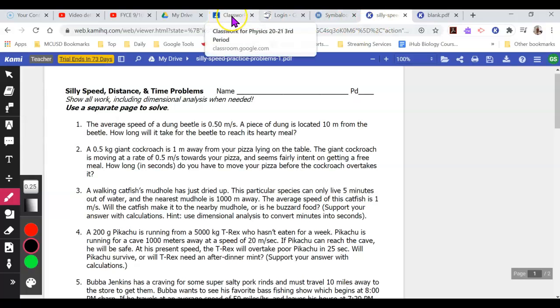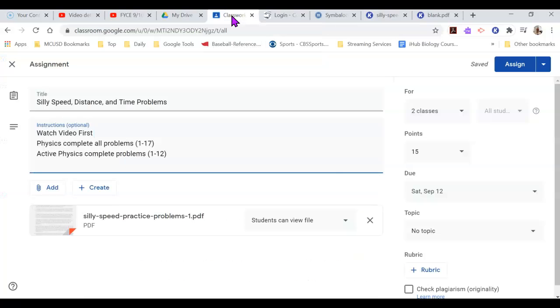Today, your assignment is going to be to work with the silly speed, distance, and time problems. The last 2 days you should have completed your notes from the PowerPoint on one-dimensional kinematics. Now you're going to take that knowledge and apply it to solve some speed problems. Physics, you're going to complete all the problems 1 through 17. Active physics, you'll complete problems 1 through 12.